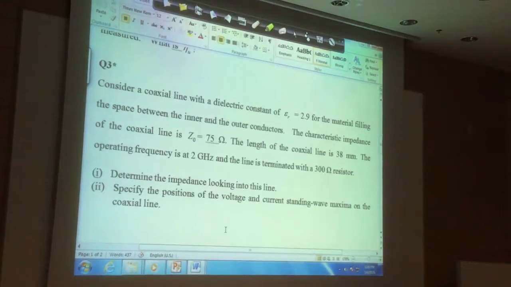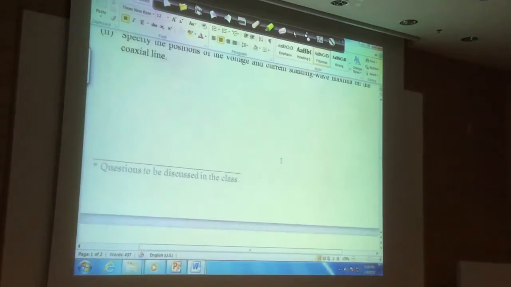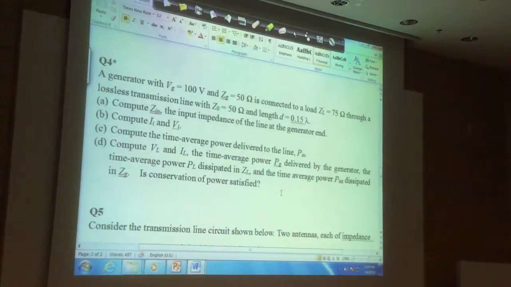Then the question 4. Question 4, also a very classical question. This could be a 25-mark question, okay? Just give you the template. Okay, some students always ask the template, right? This is the template question, okay?